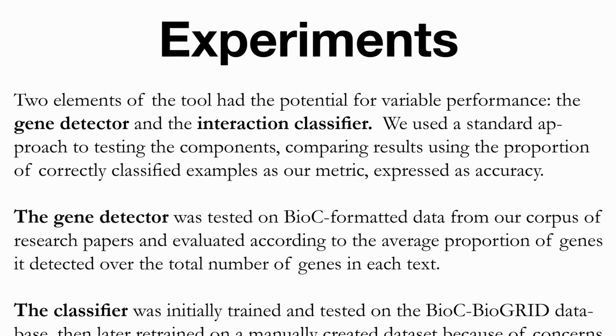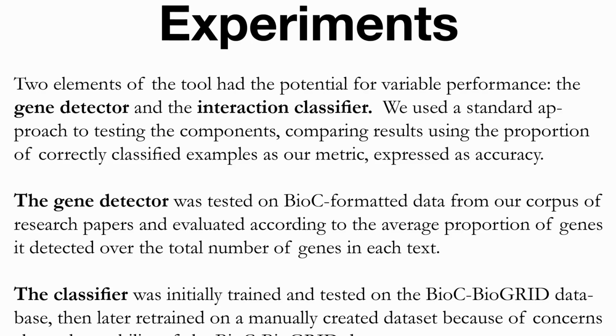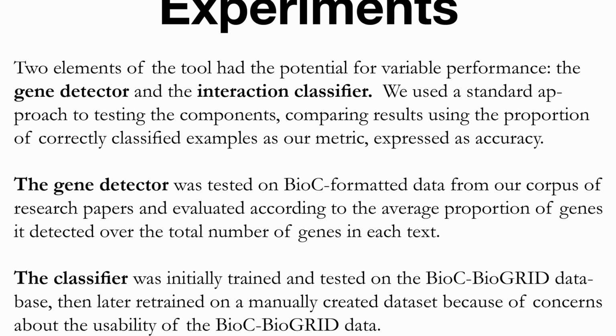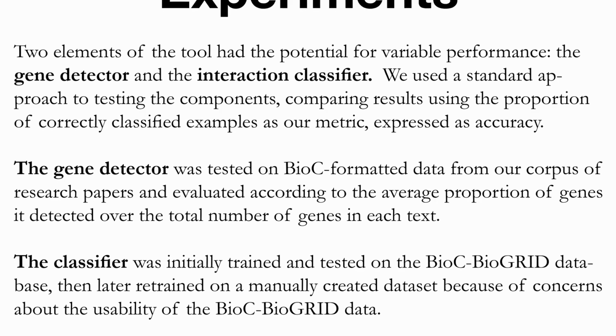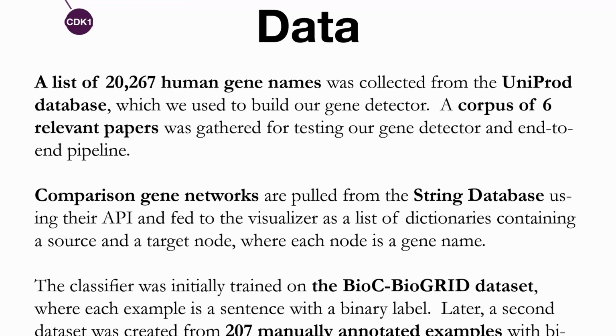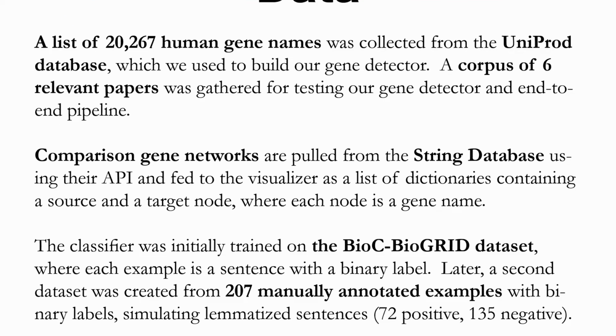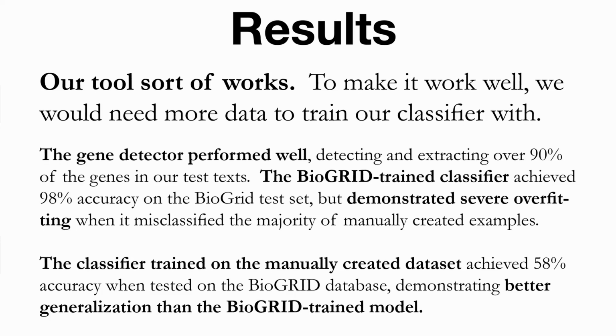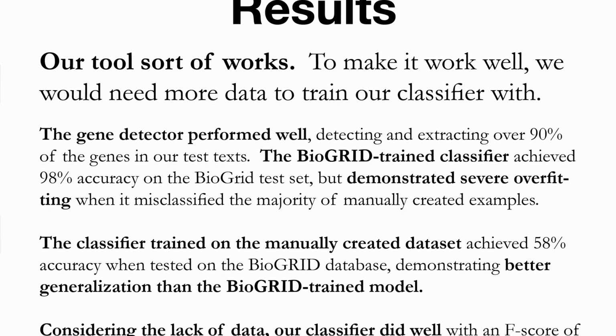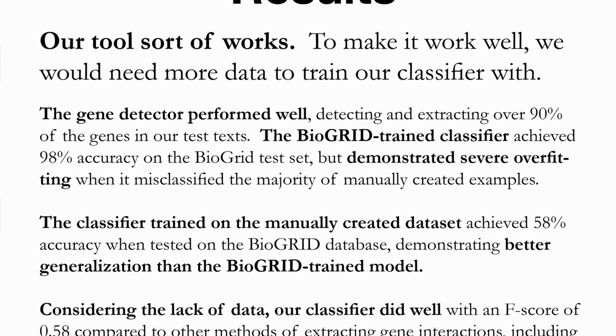The tool has two parts that needed to be tested experimentally: gene detection during sentence filtering and the classification of sentences that contain potential interactions. The gene detector, built using a simple comparison algorithm from a list of over 20,000 human genes, identified over 90% of the genes in the papers we tested it on.